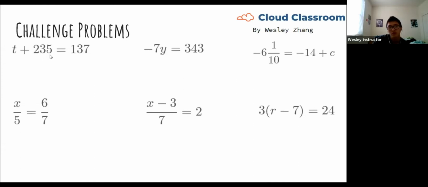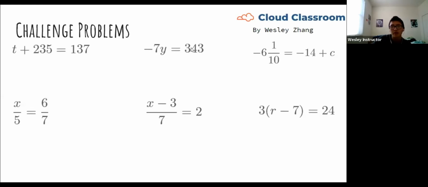So 235 minus 235 is 0, and 137 minus 235 is negative 98. So t equals negative 98. You can check this works by plugging in negative 98 for t: negative 98 plus 235 does equal 137. You can check your answers for all of these. Just plug your answer back into the equation.